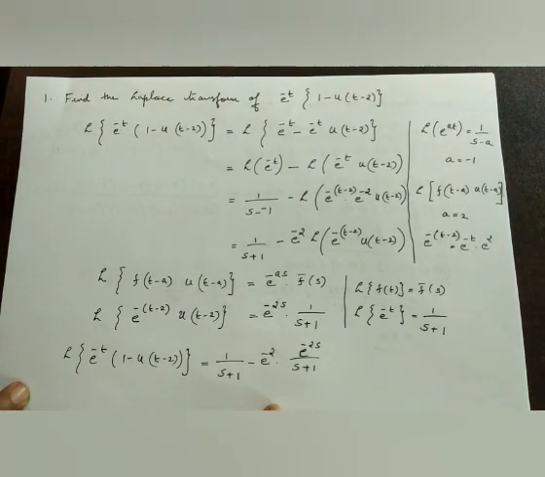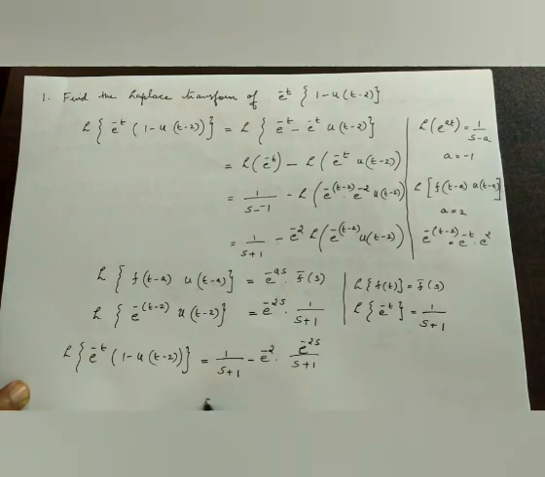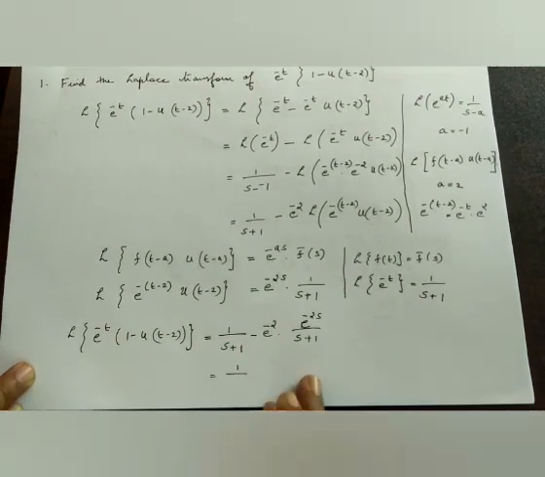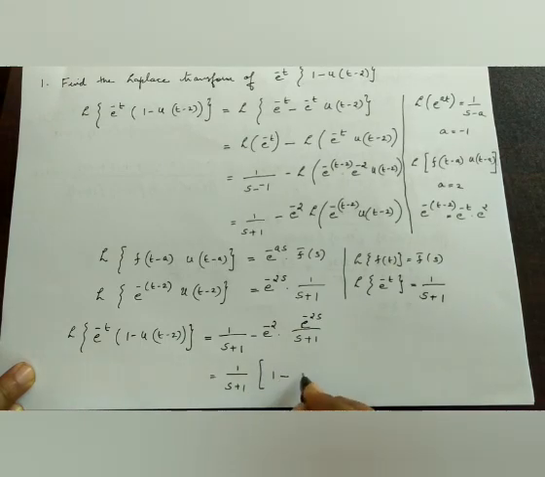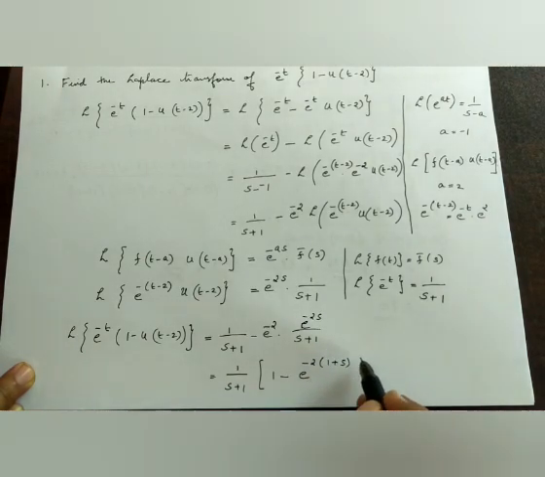That is again equal to 1 by s plus 1 into 1 minus e raised to minus 2 into 1 plus s. This is the final answer.